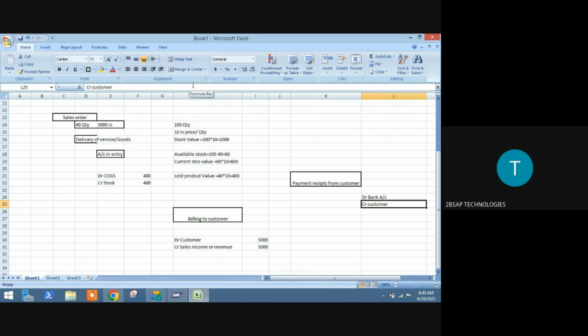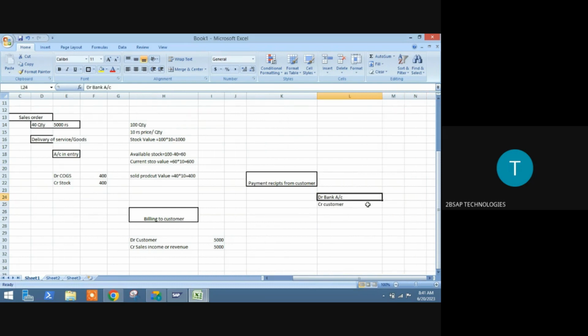Okay. This is what we can say as order to cash with the SD module. Here you are doing a sales order. Based on the sales order, you are doing some delivery, either service or goods delivery. Same way here, this is your bank. Again, within the bank itself, you are having a BRS concept, bank reconciliation.